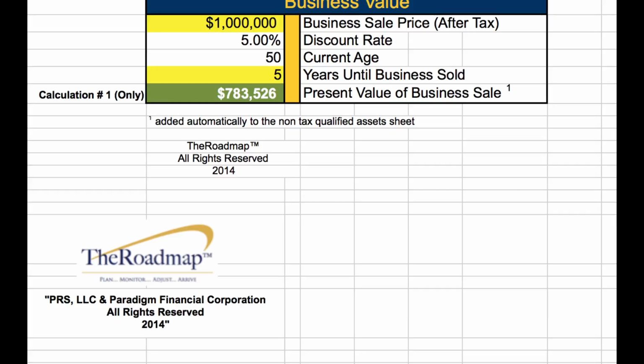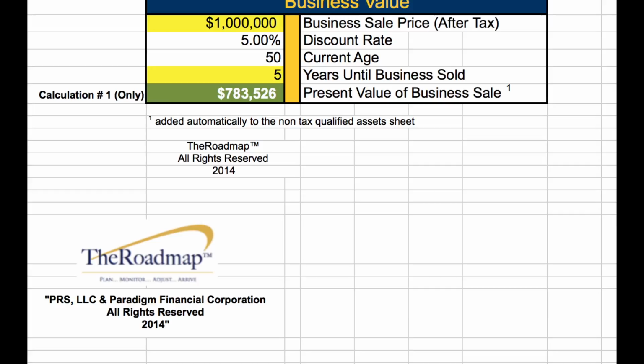So 5 years until business is sold. The present value of my business is $783,000. I add it to another asset. That's non-qualified assets. Remember, everything is either an other asset or it's a tax qualified asset. Does that make sense? And those are the figures you throw into the roadmap spreadsheet. Correct.